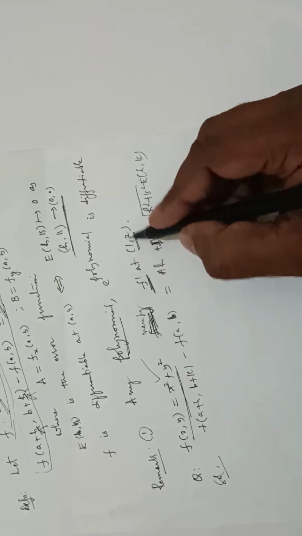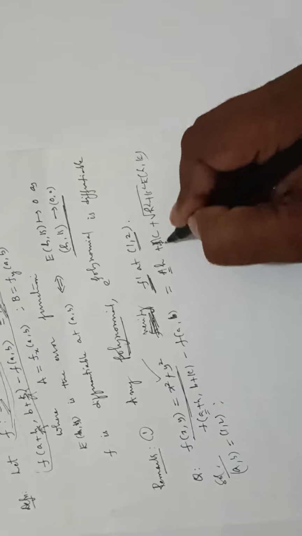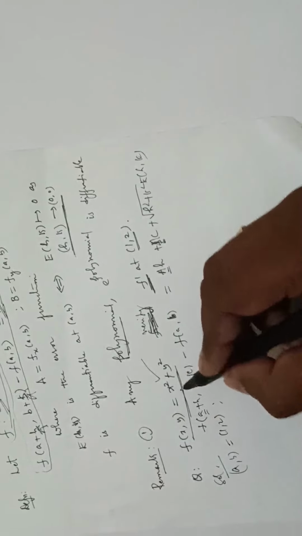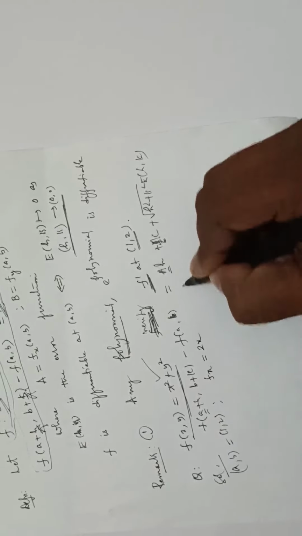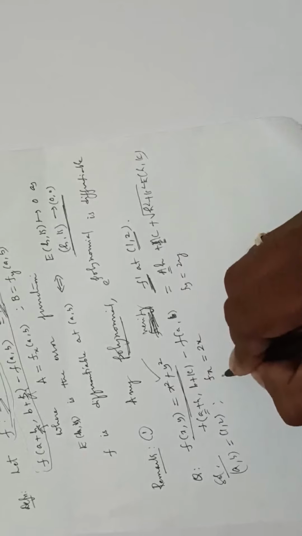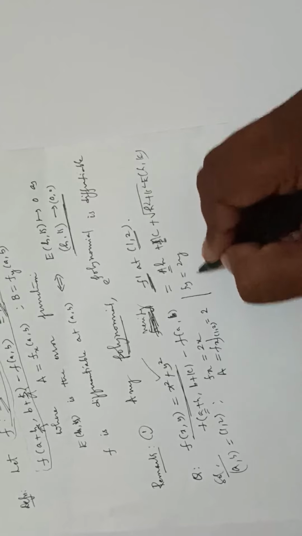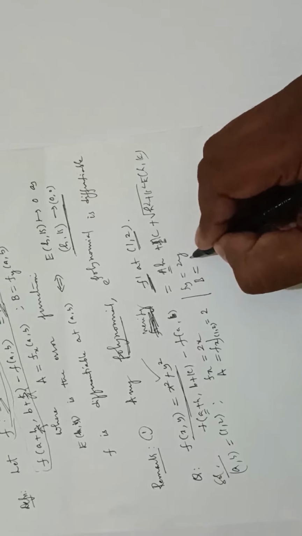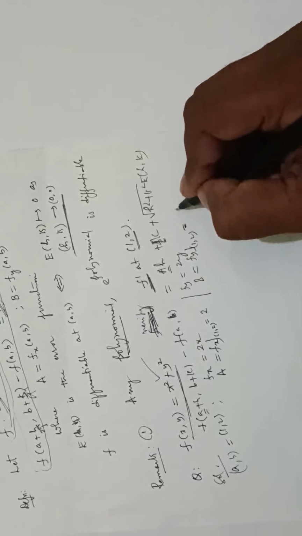So a is 1 and b is 2. In fact, the point a comma b is 1 comma 2. And what are this a and b? No need to calculate fx and fy using the formula, since it's a polynomial. fx is 2x, fy is 2y. What is a? a is fx at the given point. So fx at 1 comma 2 means it is 2. b is fy at the given point, so it is 4.